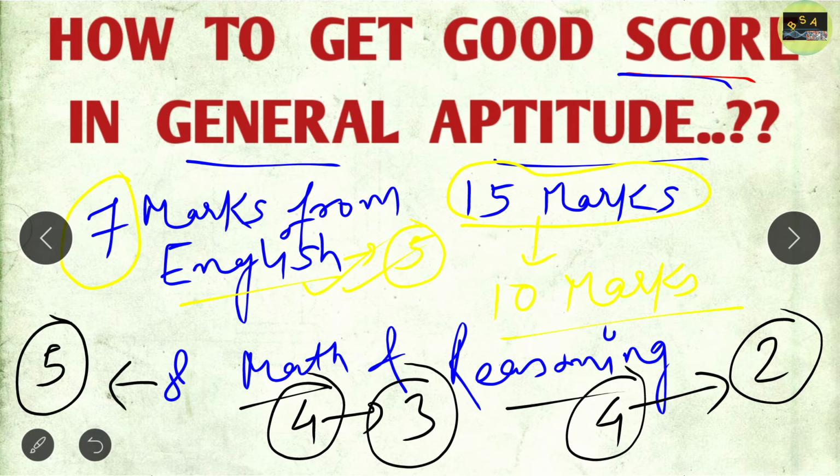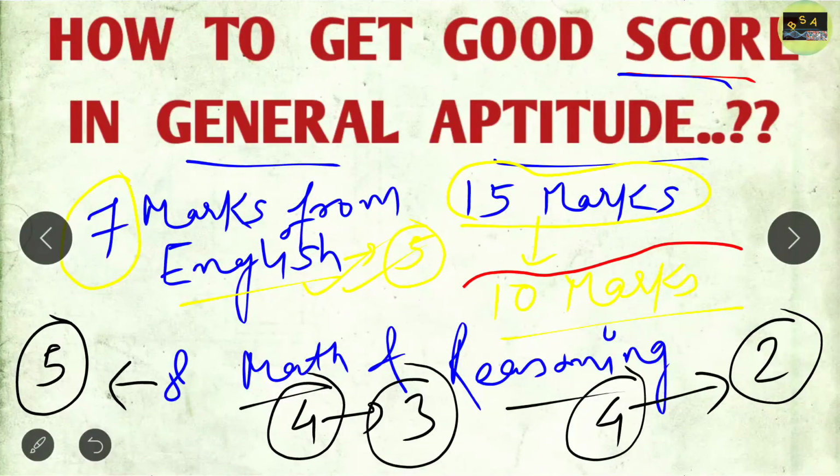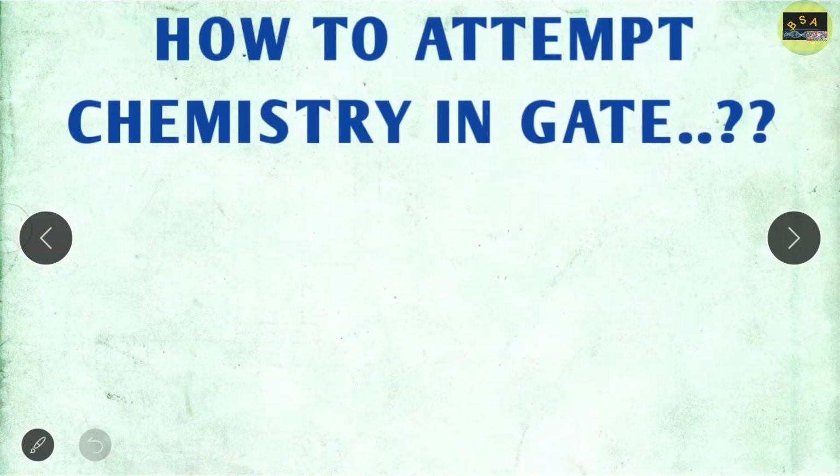So 5 marks from math and reasoning and 5 marks from English, and then you can easily score 10 marks in general aptitude. Okay, now we move to the chemistry section. So how to attempt chemistry in GATE?